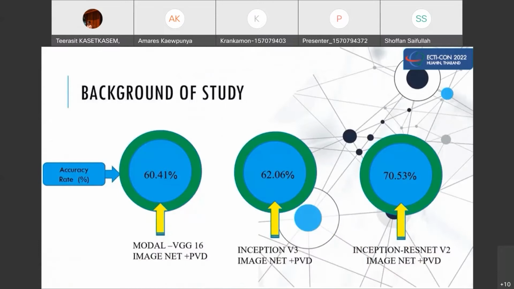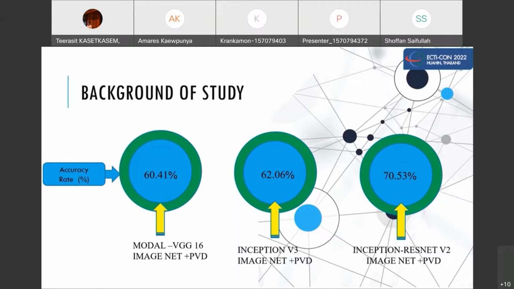In this slide, I will be presenting on the previous studies. As we are seeing here, it's showing the percentages of accuracy versus the model and pre-trained weights applied for plant disease detection. The short-term PVD here refers to PlantVillage dataset. Model VGG16 with ImageNet plus PVD pre-trained weights obtains 60.41% of accuracy.